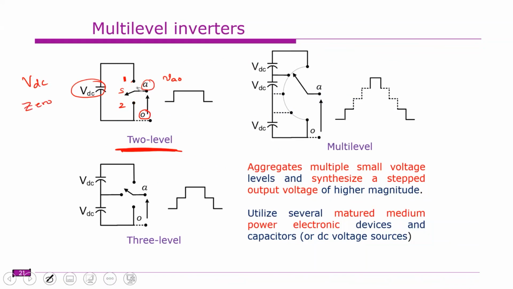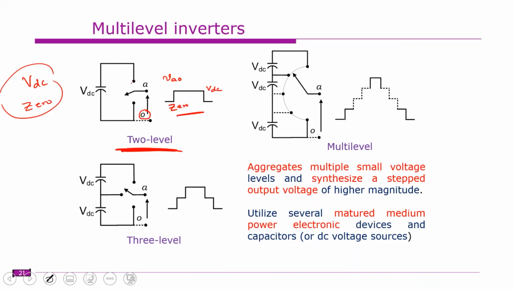So if this is connected here, this voltage is VDC. And if this is connected here, this voltage is 0. So that means you have 0 voltage here and plus VDC voltage here. That means it is producing 2 levels.